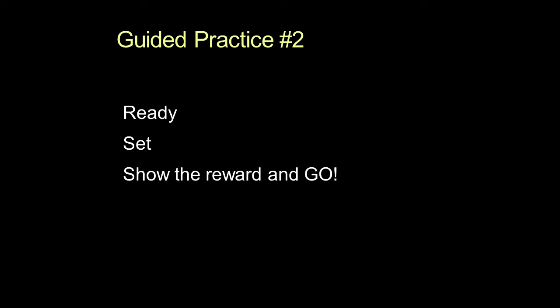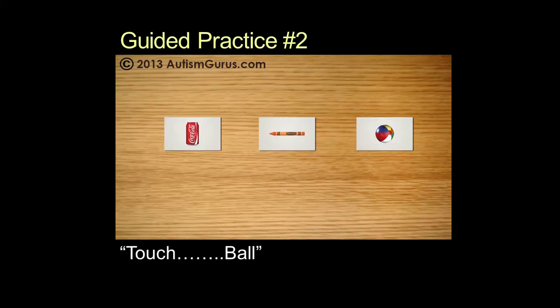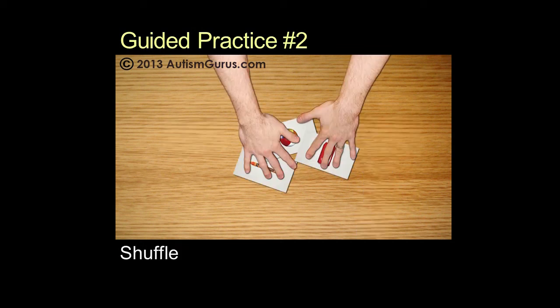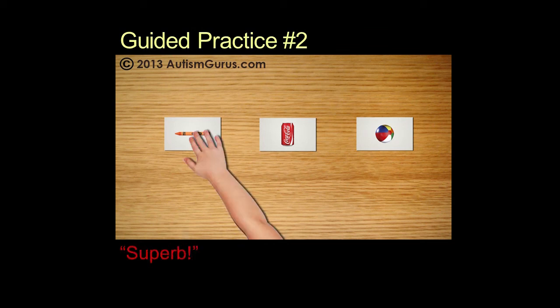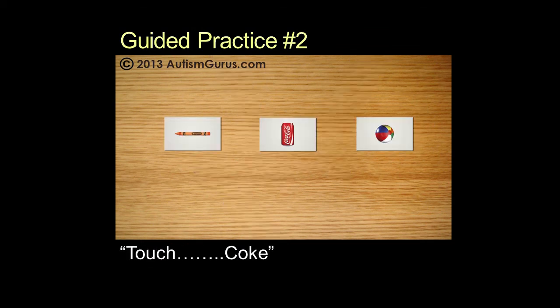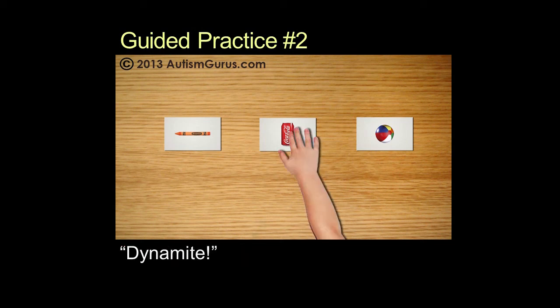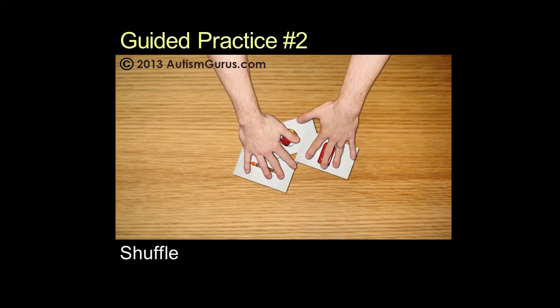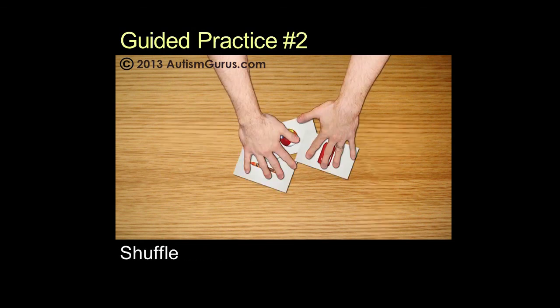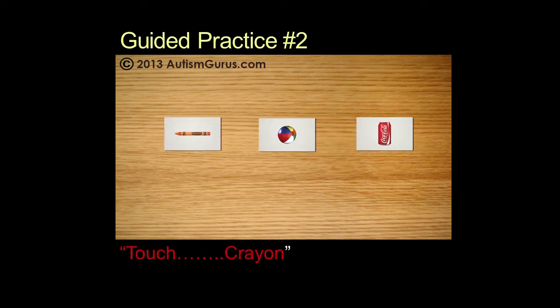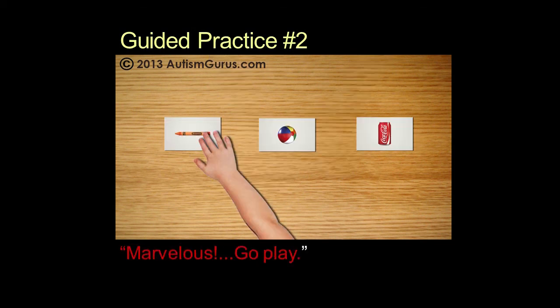Okay, our second guided practice is a random rotation in the Receptive Labels program. Ready, set, show the reward, and go. Touch ball. Bravo! Touch crayon. Superb! Touch Coke. Dynamite. Touch ball. Super work. Touch crayon. Marvelous. Go play.